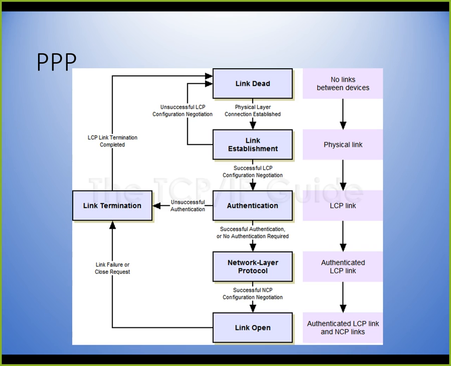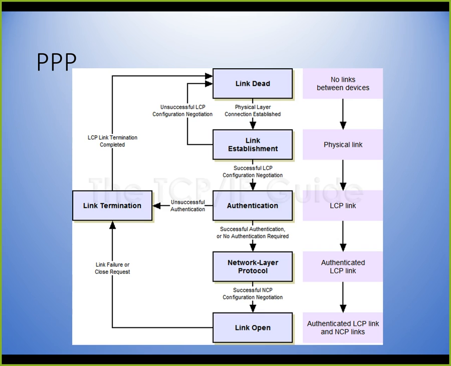I have a flow chart here that shows no links between the devices, then link establishment, a physical link, the link control protocol link, and then authentication. If authentication is configured, it doesn't have to be. But if you have 2 routers and you don't want somebody to be able to put routes into your system, you can cause them to authenticate to each other before you do that. And then the authenticated link, the network layer.